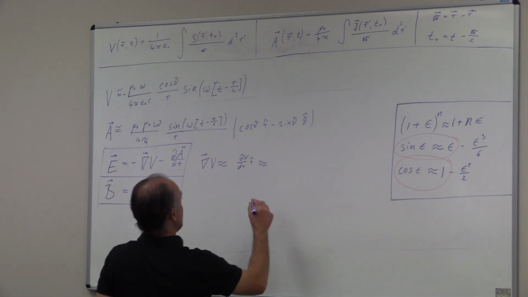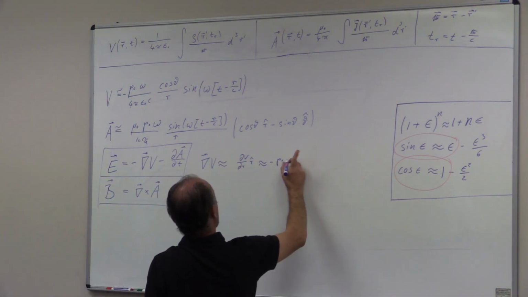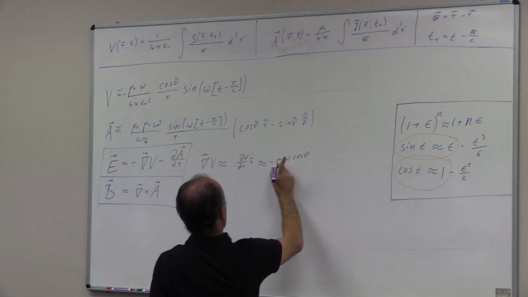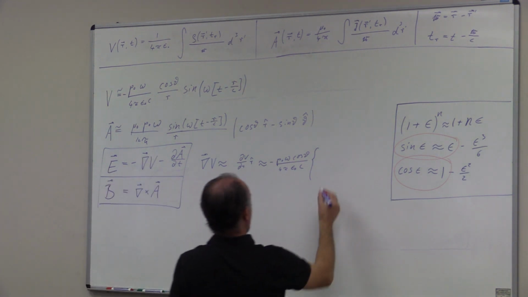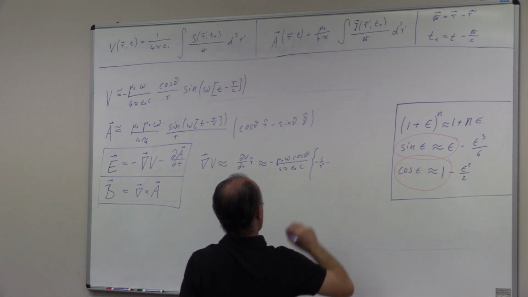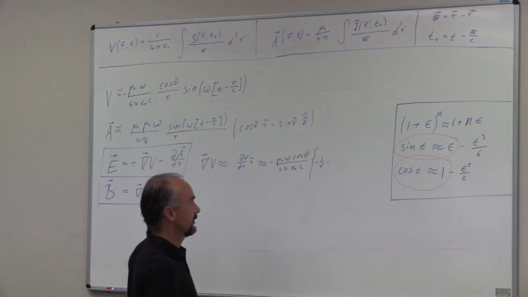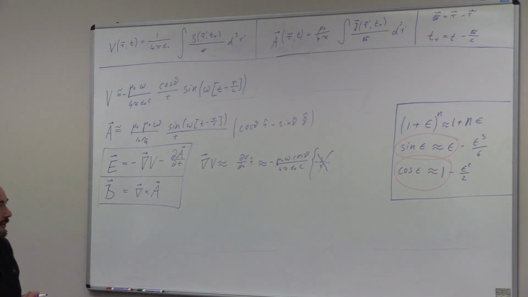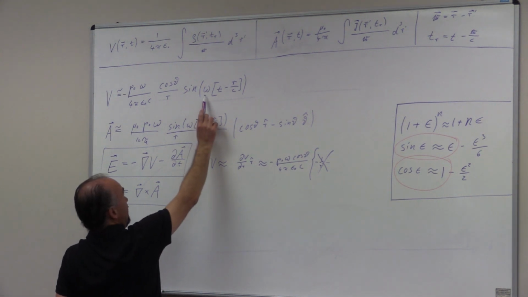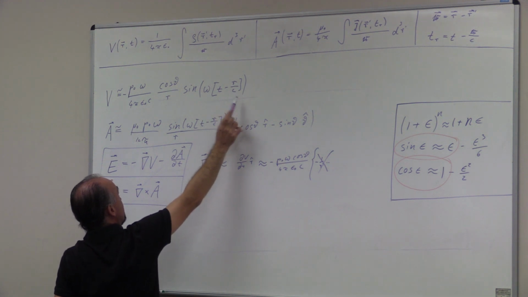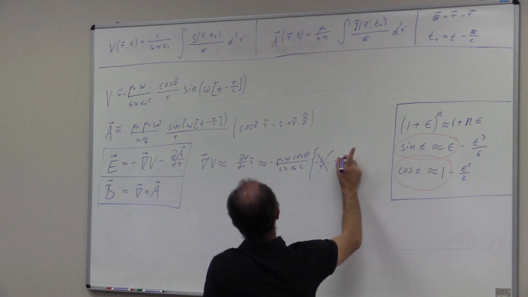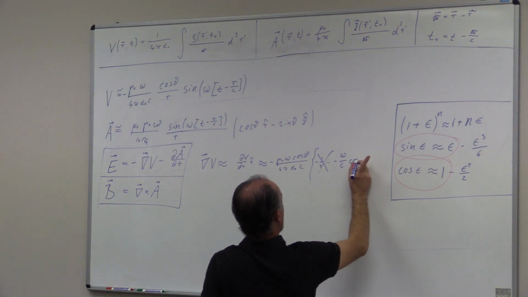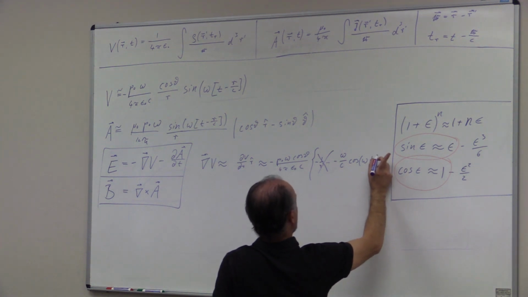So there's one term that goes as minus omega cosine theta over 4 pi c. Two terms: one here goes as minus 1 over r squared times something. We're not interested in whatever that something is, because we know that's already 1 over r squared, and we don't want that. But there's a term here that gives us minus 1 over c, omega over c, and the sine turns into a cosine. So it gives us a minus omega over c cosine of omega t over r, right?